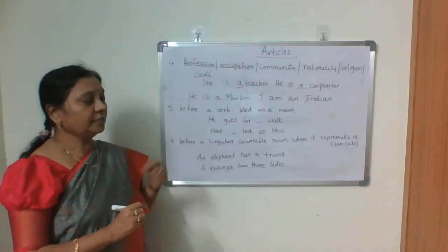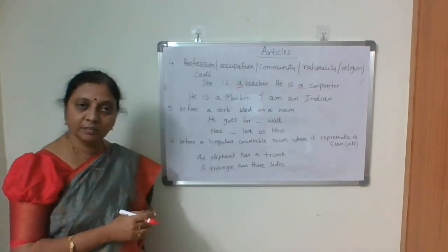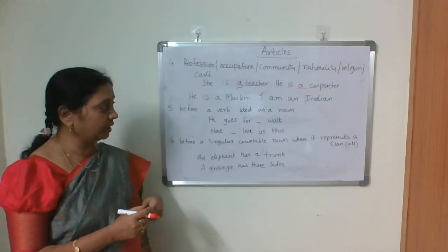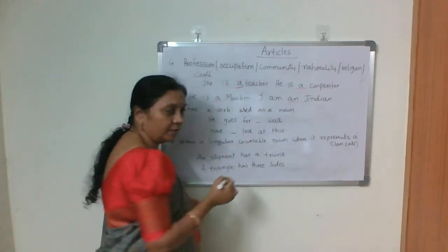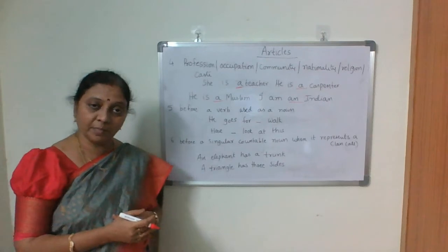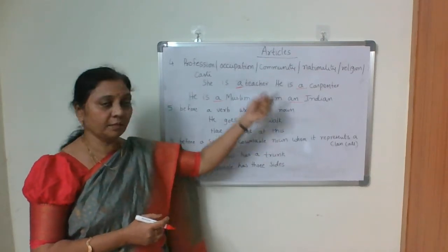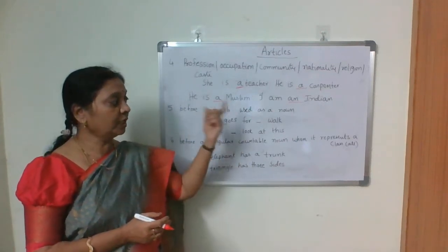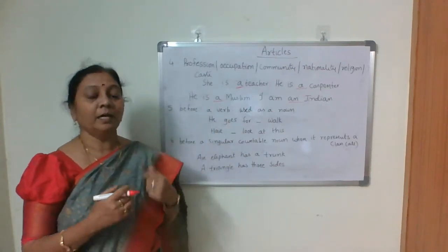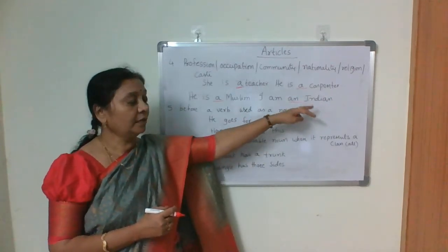He is a Muslim. It talks about his religion or his community. A Muslim. I am an Indian. It talks about the nationality. He is a German. He's an American. It talks about which nation he belongs to. I am an Indian. I belong to this nation. Hence, I am an Indian.